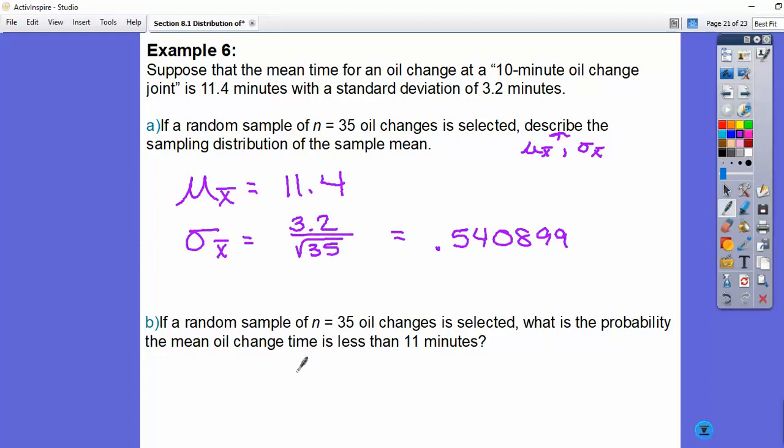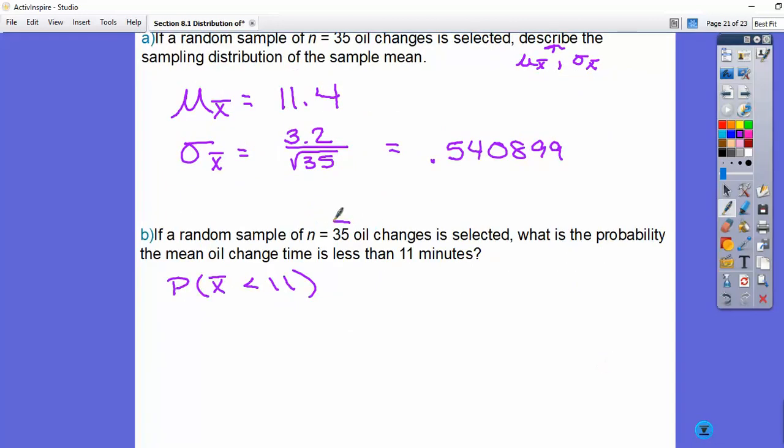If a random sample of 35 oil changes is selected, what is the probability the mean oil change time is less than 11 minutes? So I am asking you for the probability that the mean, x bar, is less than 11. Now, if we know it's normal, then we can change it to a z. Have I told you anywhere that this is normal? No, but n is 35. So since n is greater than 30, it is approximately normal.